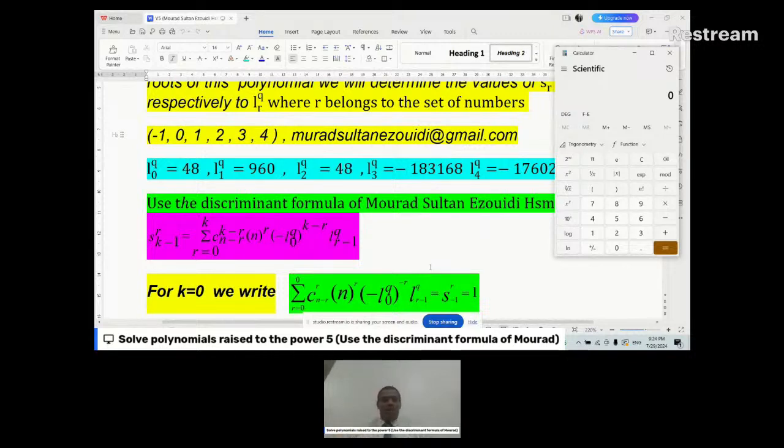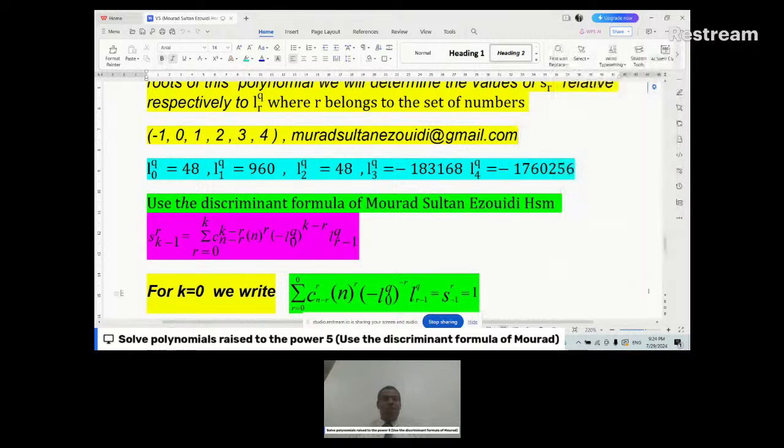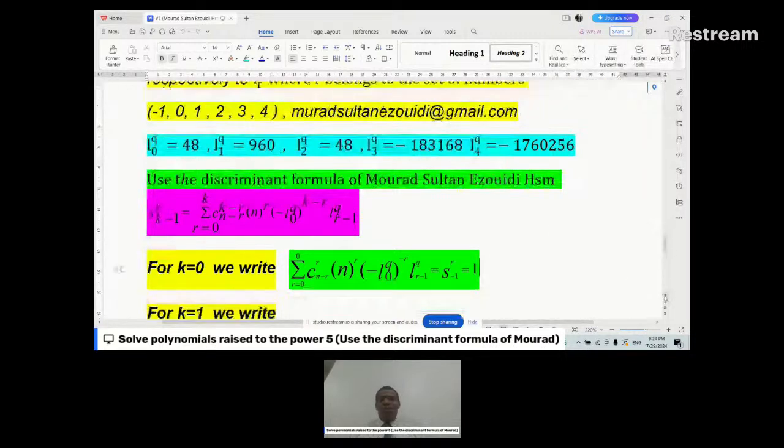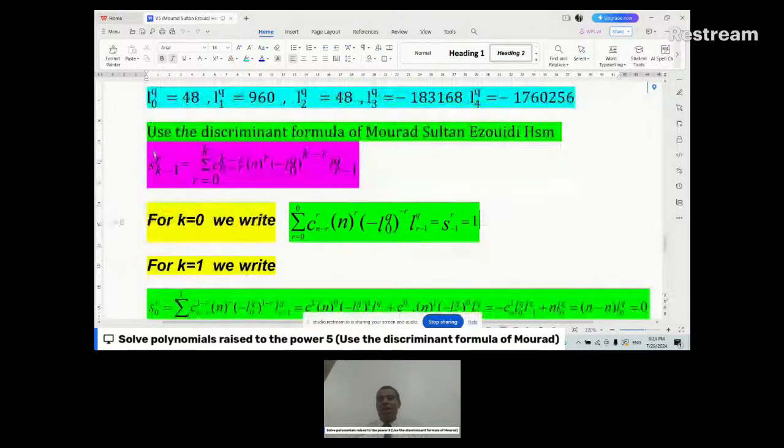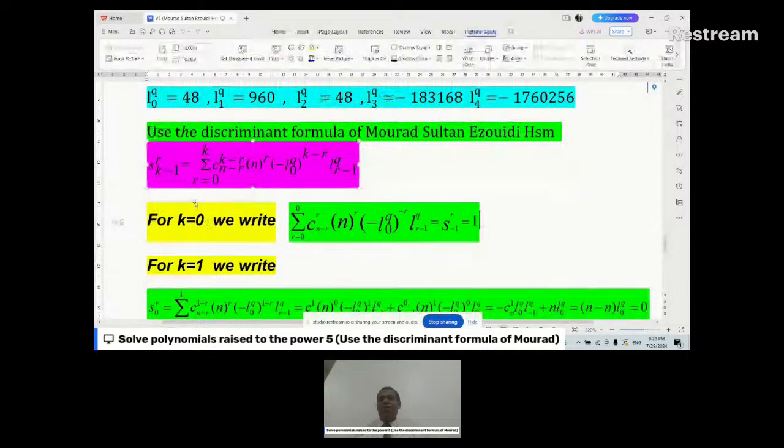So learners, I'm going to focus on the value of s minus 1. By convention, we told s minus 1 is 1. Just replace here, learners, k equals 0 in the discriminant formula. It will be s minus 1 of order r. This is s minus 1 of r, which is immediately equal to 1, so we can jump this one.